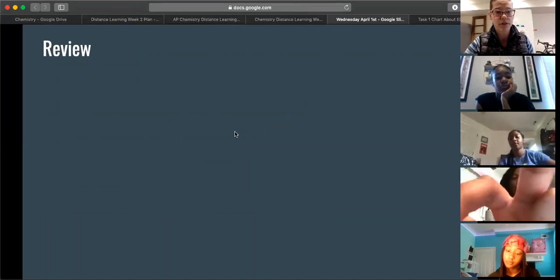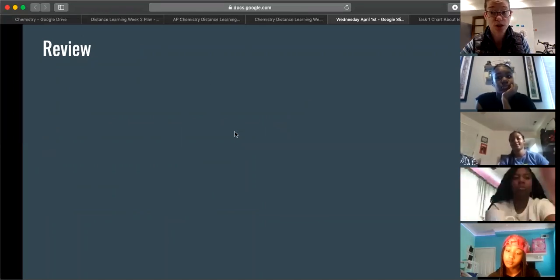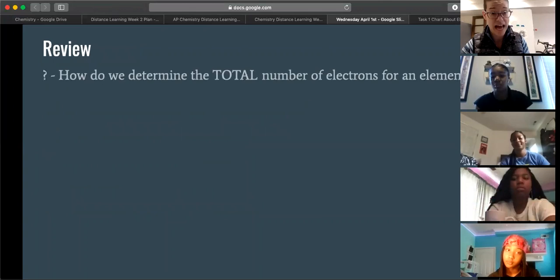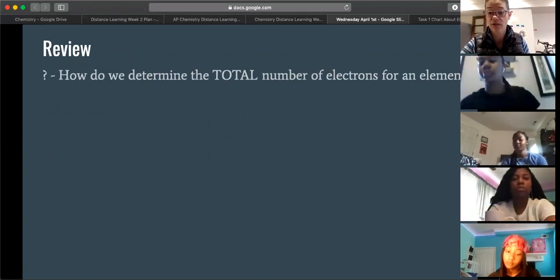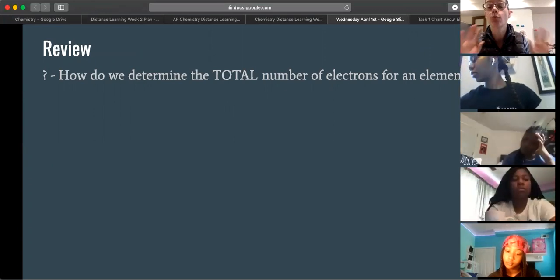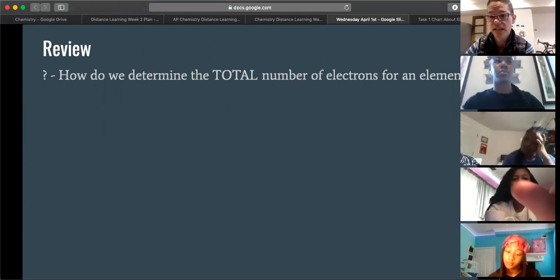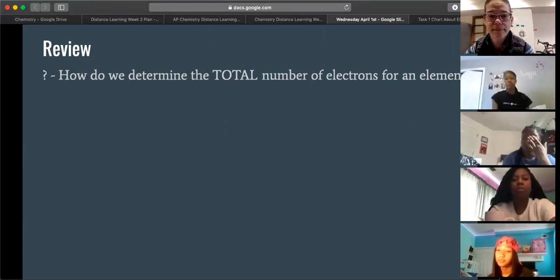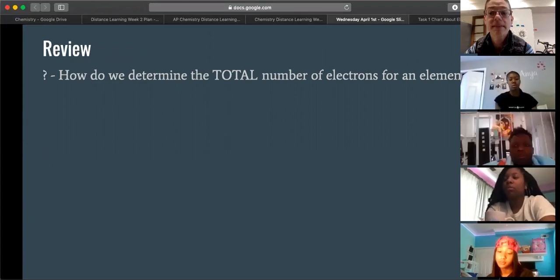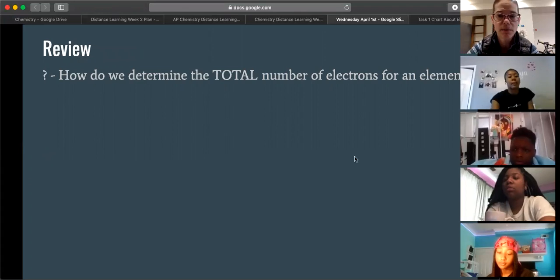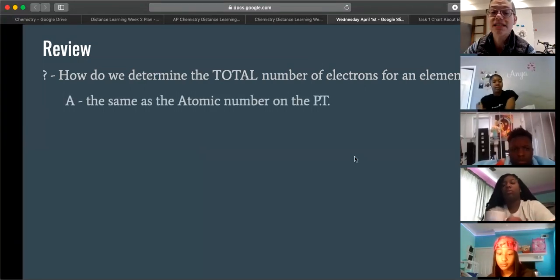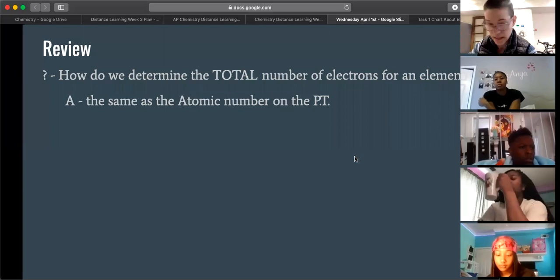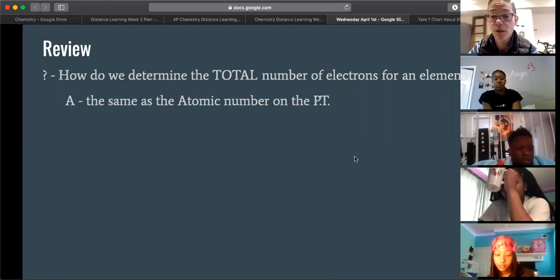So first off, as a review, you should know all of this. How do we determine the total number of electrons for an element? The total number. Anybody shout it out. If it's a neutral charge, then it's the same as the protons, the atomic number. It is the same as the atomic number on the periodic table. So that's for the total number of electrons.